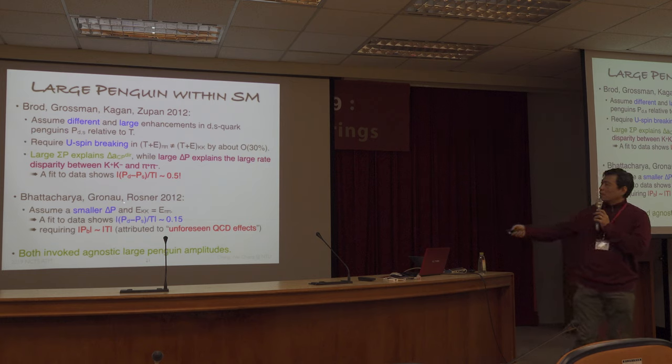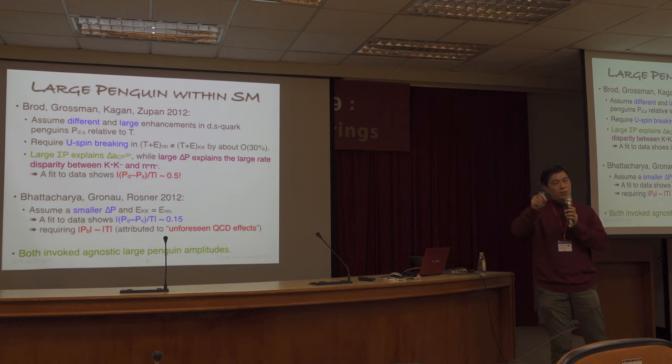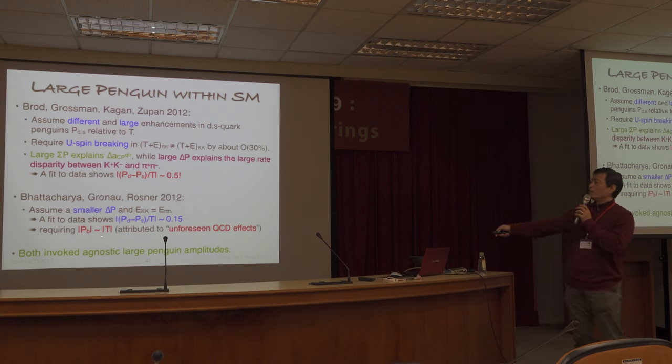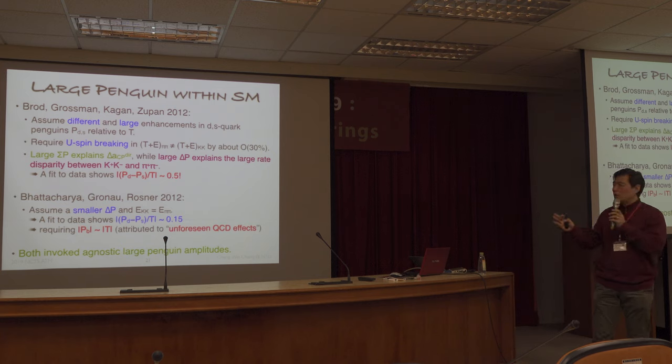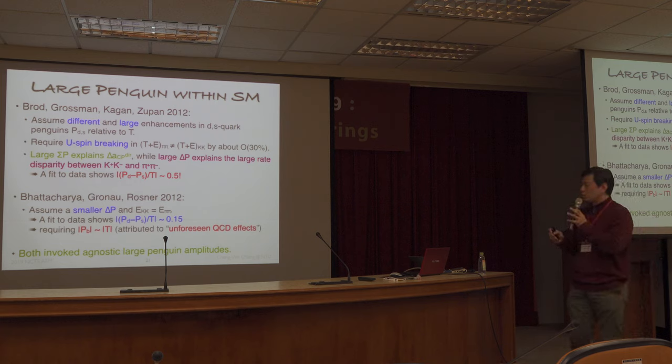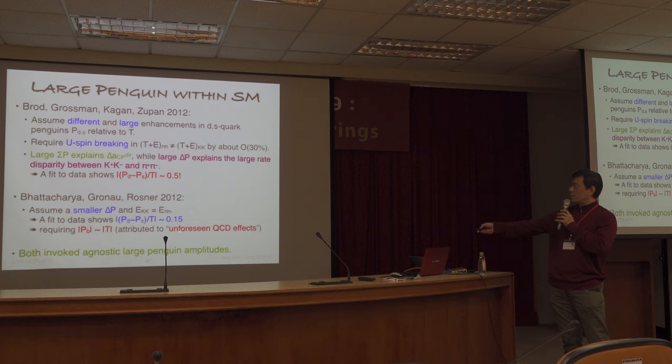And the second explanation by this group is somewhat similar. They say that this should be small, as normally expected, but they say that the bottom type penguin, where the bottom quark is running in the loop, should be of the same order as the tree. So anyway, in both cases, they try to invoke big penguin contributions, but without good explanation. Here they say it is due to some unforeseen QCD effects.